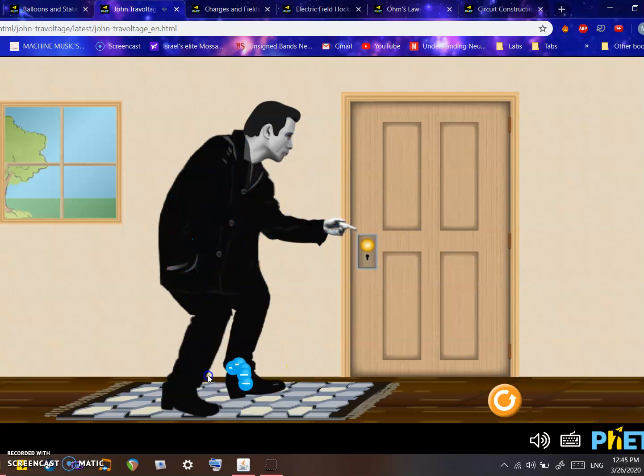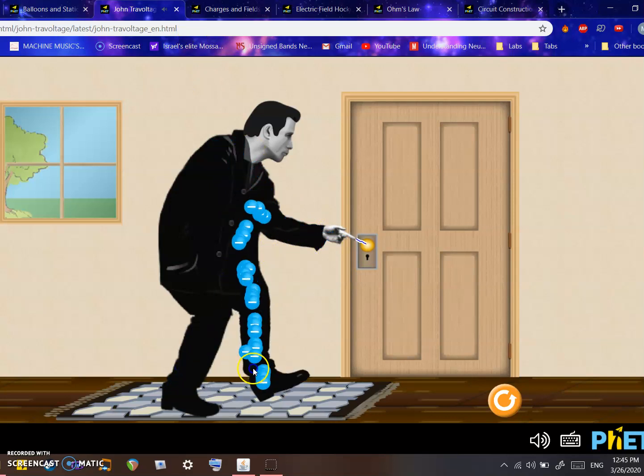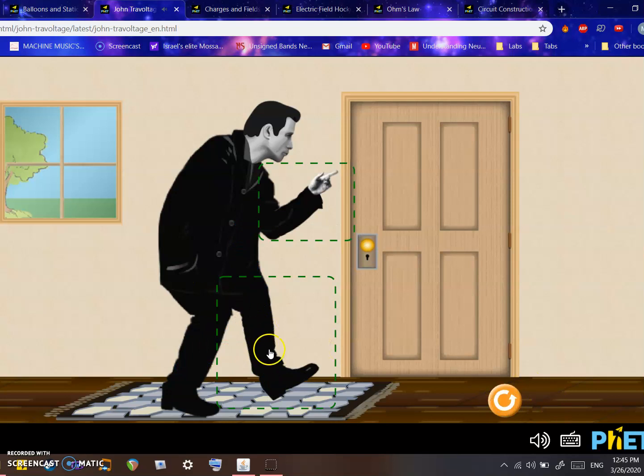And so again, it's charging by friction and then discharging through this doorknob. And the key here is that the human body is conductive, which is why these electrons are able to freely move through the body and then into this conductive doorknob.